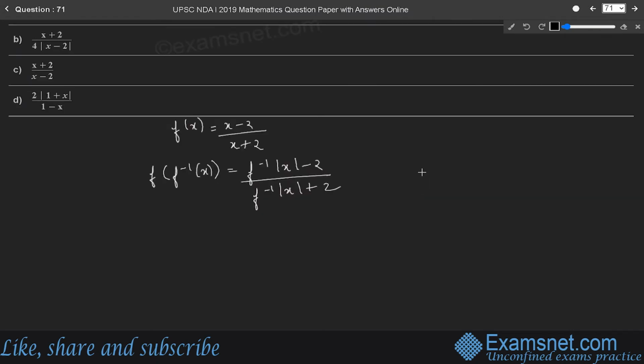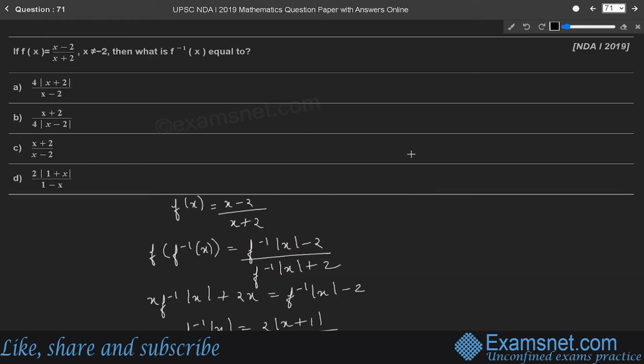On further solving, it can be written as x into f inverse x plus 2x is equal to f inverse x minus 2. Therefore, f inverse x will be equals to 2 into mod of x plus 1 upon 1 minus x. So this is the value for f inverse x. Therefore, option number D is correct for this question, which says 2 into mod of 1 plus x upon 1 minus x.